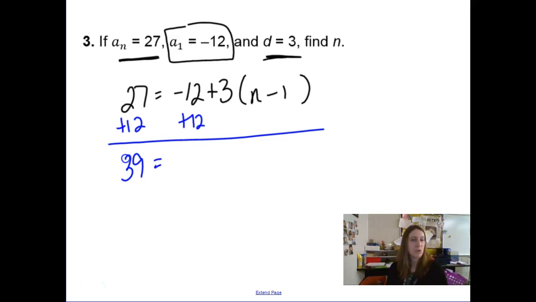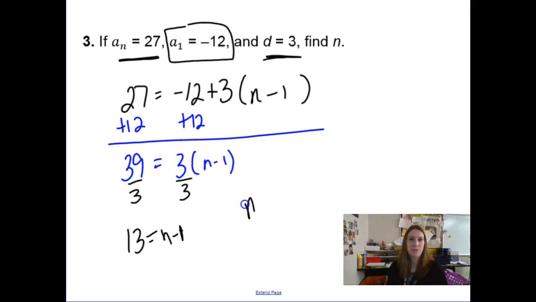So 39 equals 3 times n minus 1. When I divide by 3 on both sides, I get 13 equals n minus 1. And then n equals 14. So it looks like the 27 was in reference to the 14th term of our sequence.